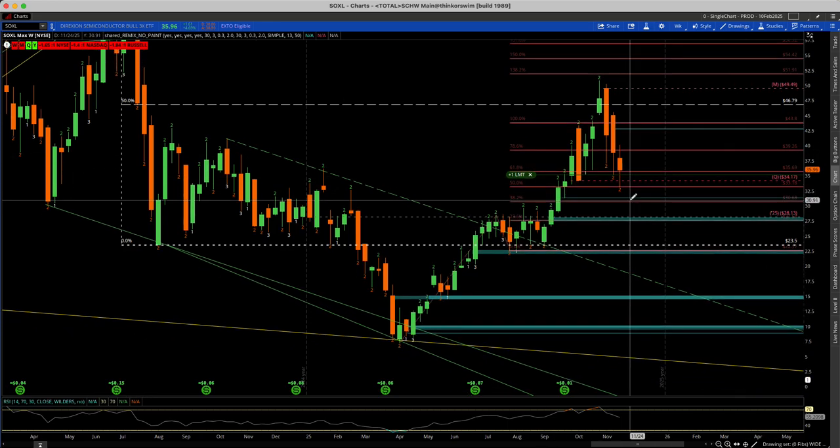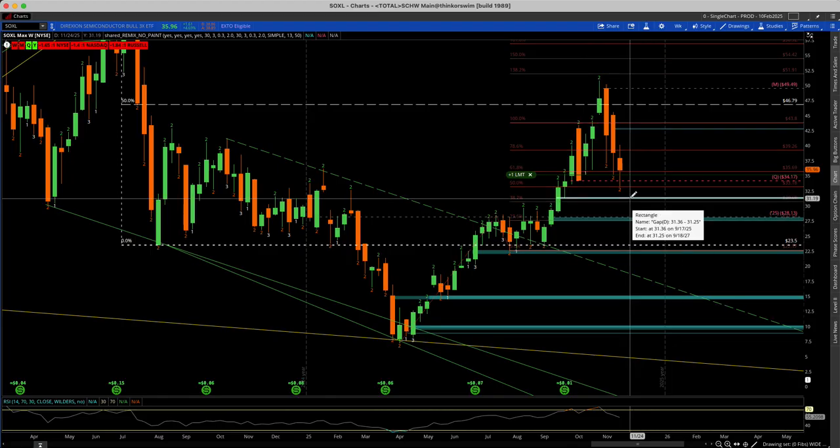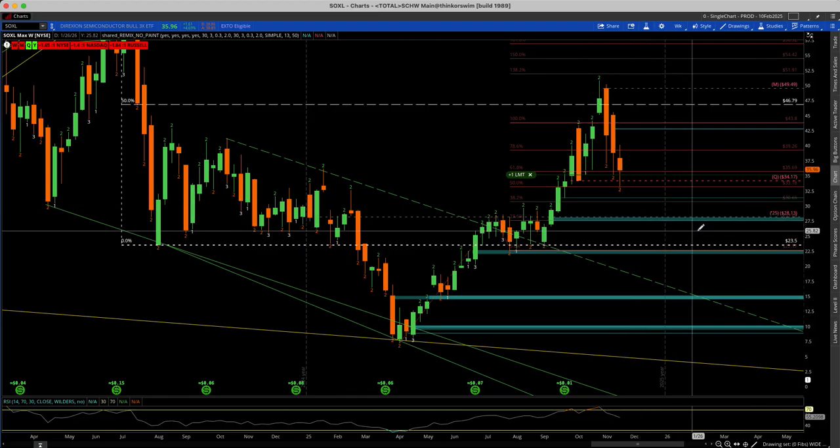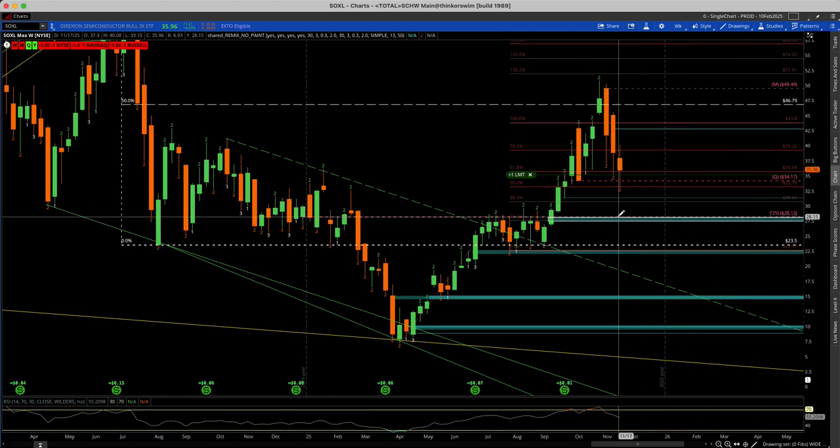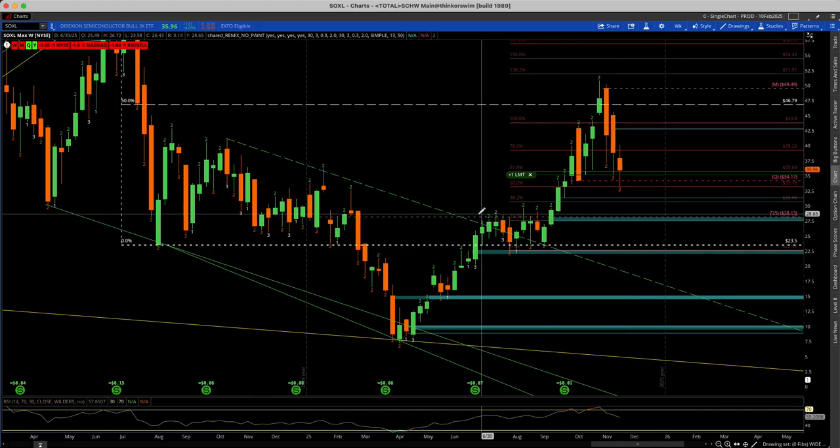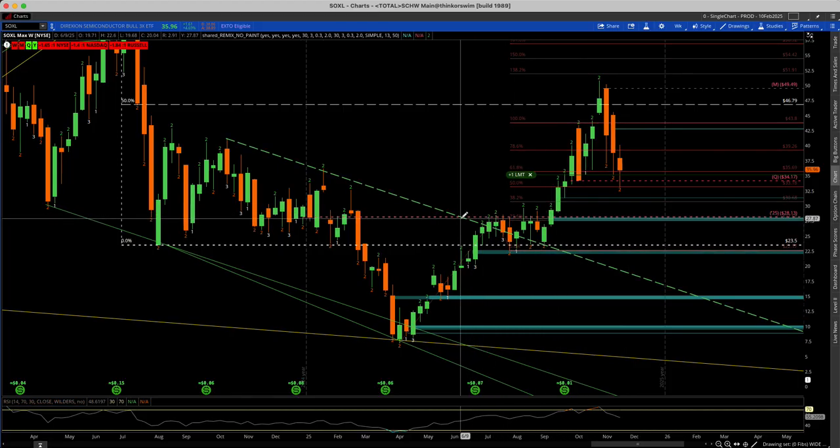We could continue a little bit further push down, and even if we did, getting into this 29 area wouldn't be the end of the world either, even if we filled this gap before we bounced, right? Because at that point we're reaching a major support area. That was major resistance for 11 straight weeks, right?